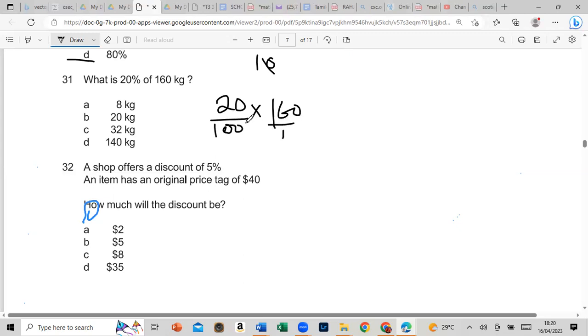So which would just be 3,200 over 100. When you multiply 20 by 160, you get 3,200. You then divide that 3,200 by 100 to get the answer, which would just cross out the 2 zeros, and we get 32. All right. Well done.